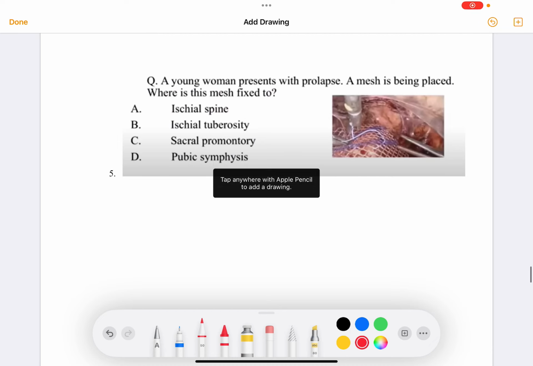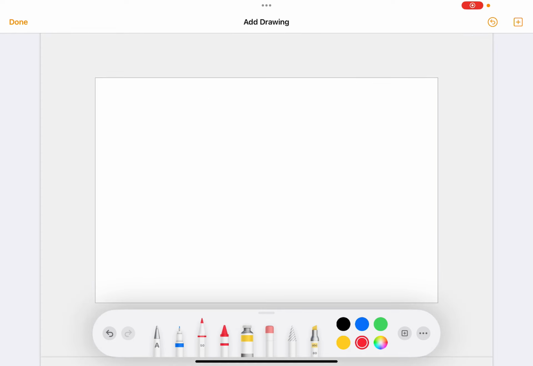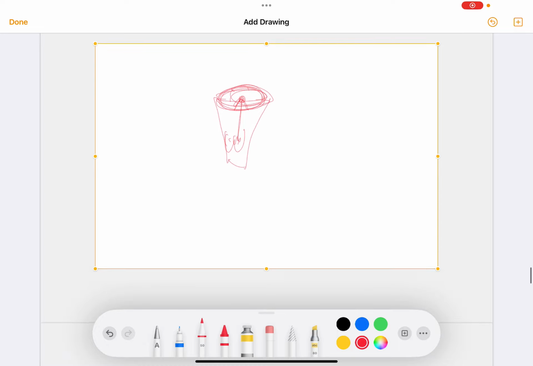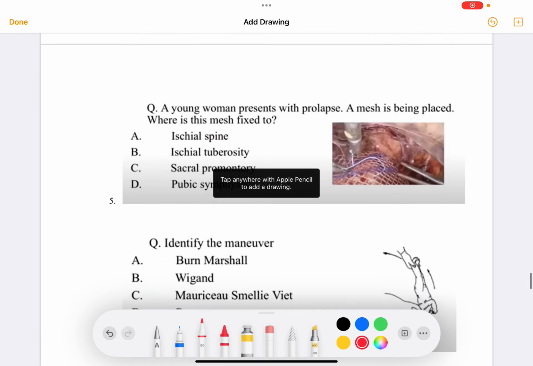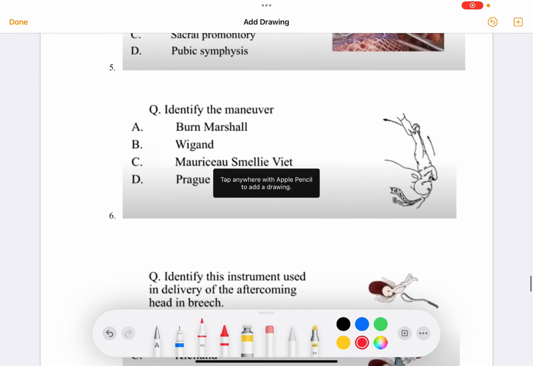A young woman presents with prolapse. Mesh is being placed. What is the area in which the mesh is fixed? So basically when you fix a mesh, it is the sacral promontory. It is the sacral promontory at which the mesh is fixed, and then to the cervix. Okay, so it is also called colposuspension. This is because the sacral promontory is a fixed area, and there you can place the mesh. So answer is very easy. You fix it to the sacral promontory, answer C.